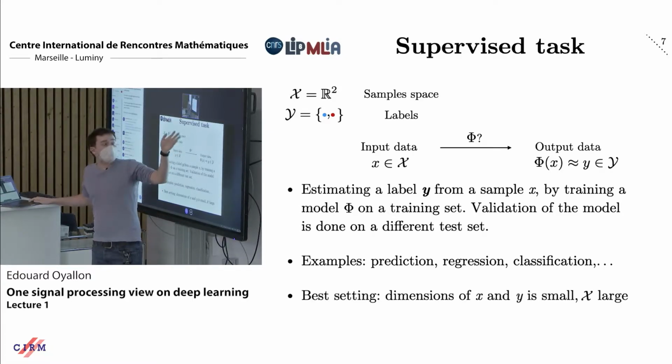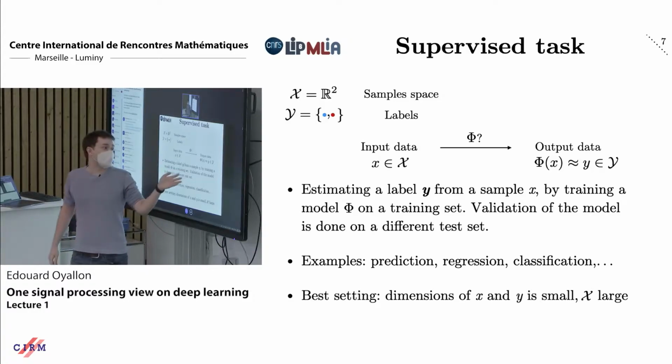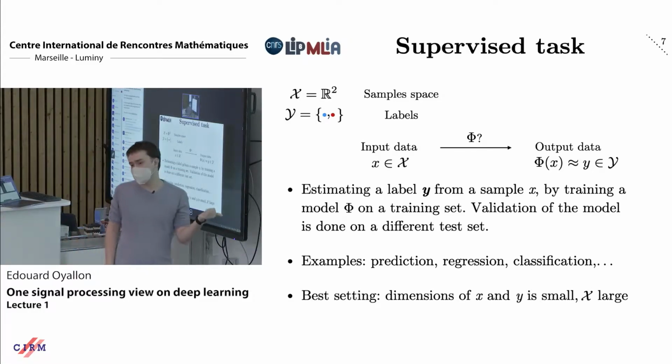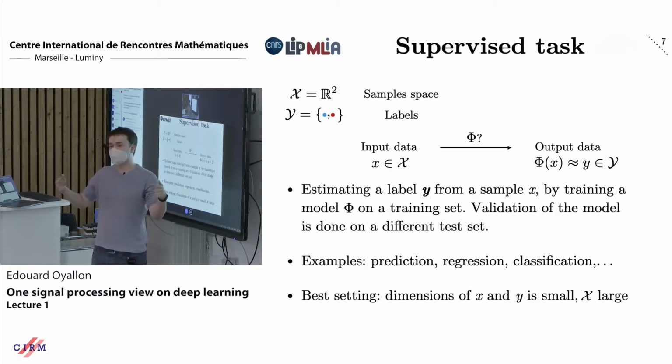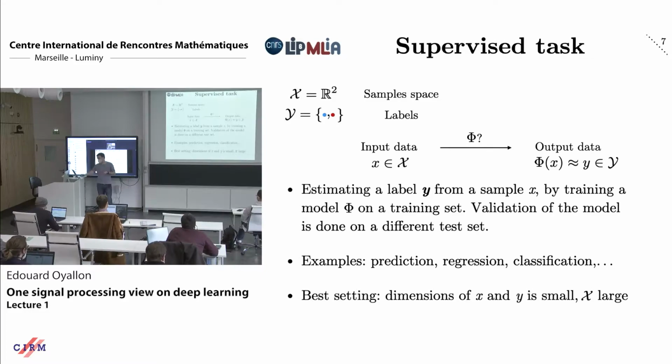And the best setting was the one that we saw in the previous slide, which means that when the dimension of x is small, the dimension of y, the label, is small as well, and the data set is large, when you have many available samples.